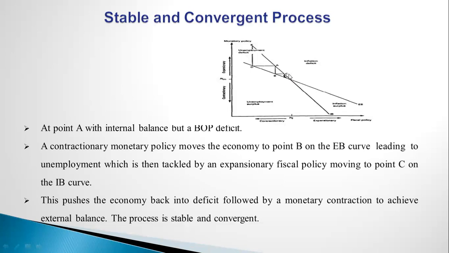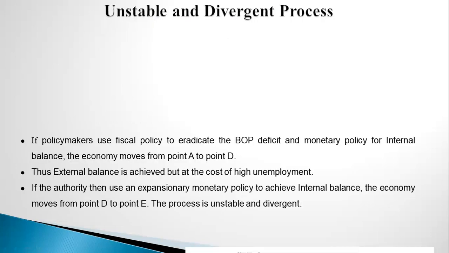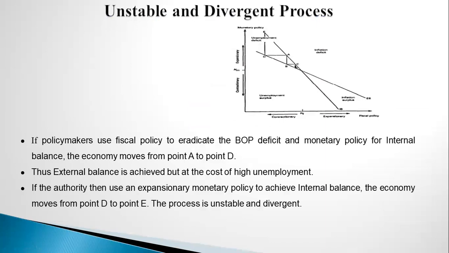Next, the unstable and divergent process. It's our last slide. If policymakers get the assignment wrong and use fiscal policy to eradicate the balance of payment deficit and monetary policy for internal balance, the fiscal contraction moves the economy from point A to point D.